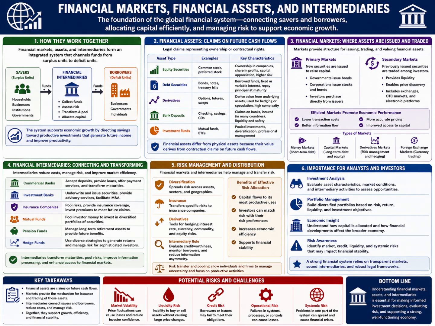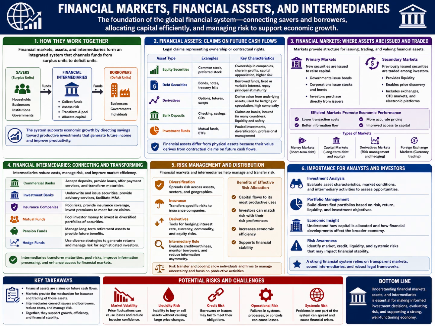Financial markets, financial assets, and financial intermediaries form the foundation of the global financial system by facilitating the transfer of funds between savers and borrowers. The program explains that financial markets enable economic participants to exchange financial assets efficiently, allocate capital productively, and manage financial risk. These markets support economic growth by directing savings toward investment opportunities that generate future income and productivity.